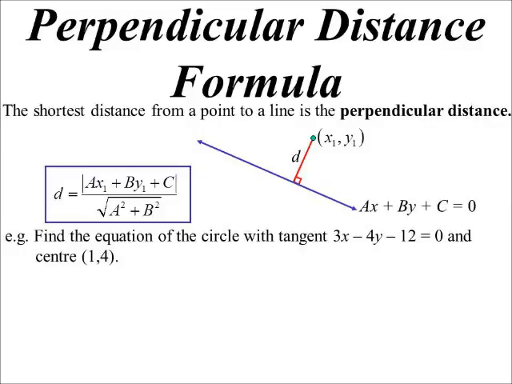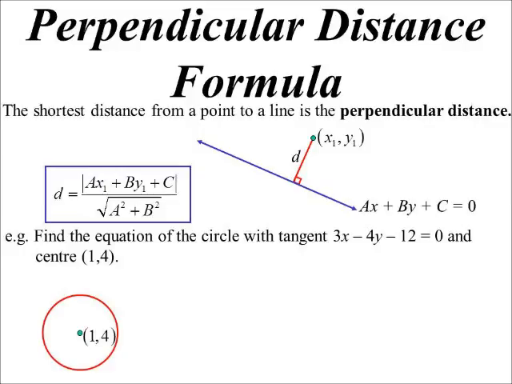We're going to find the equation of a circle with a tangent 3x minus 4y minus 12 equals 0, centre 1, 4. You might think, well, hang on, how's this relate? But if you remember from your circle geometry, the radius is always perpendicular to the tangent. So if we find that perpendicular distance, that will tell us the radius of the circle.